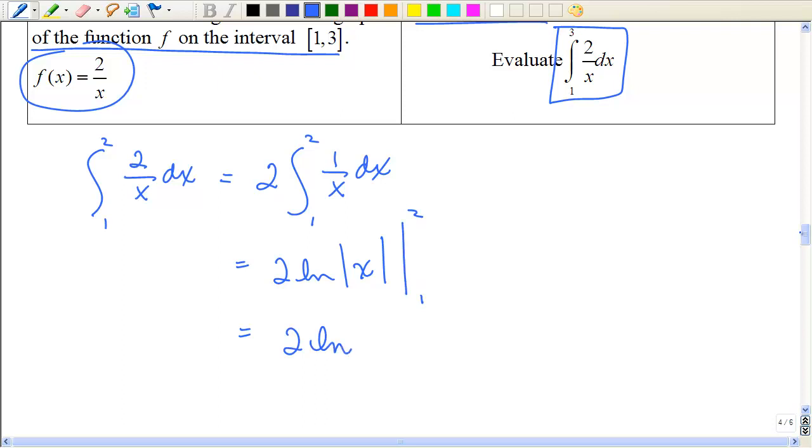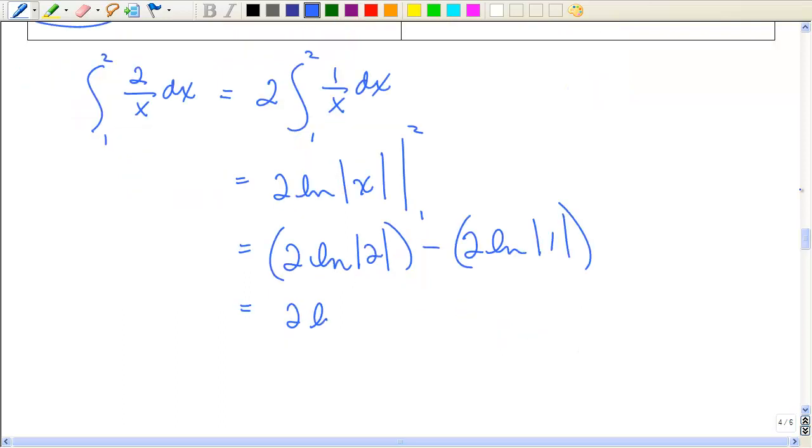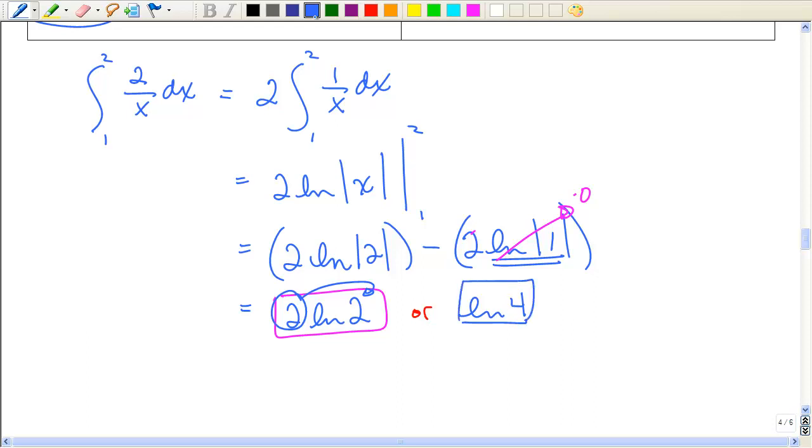So it's going to be 2 times the natural log of 2 minus 2 times the natural log of 1. We could drop the absolute value signs because the absolute value of 2 is 2. But hopefully you will recall or check on your calculator that the natural log of 1 is 0. So 2 times 0, that's all 0. So this would be an acceptable answer. However, just to throw this in, you could move this up here and say this is the same thing as the natural log of 4, because 2 squared is 4. That would be your exact answer. That's what I would prefer. You could check it out on the calculator as well.